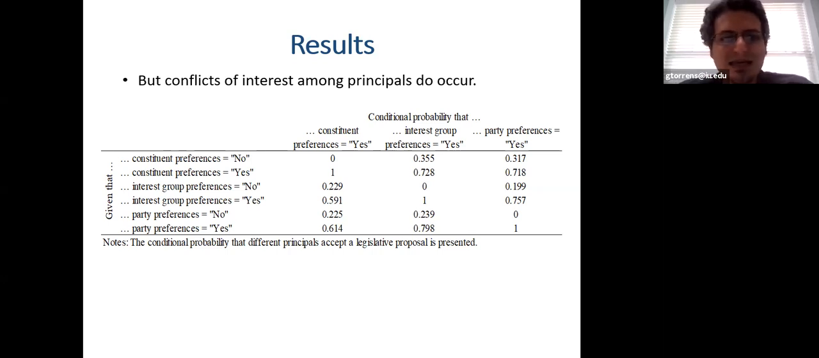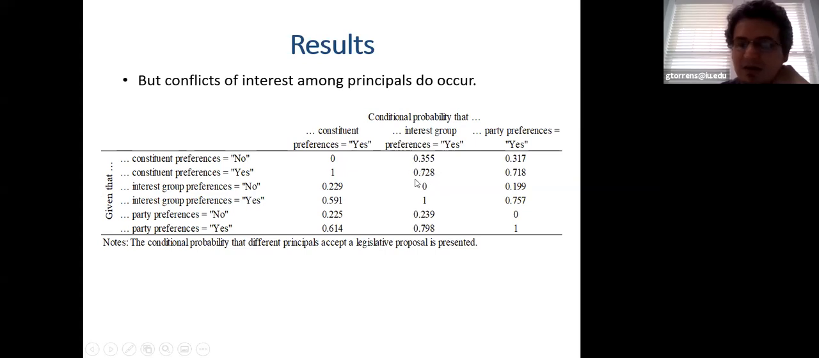So that's one thing. The second is, be careful about this idea that politicians will always follow what one principal wants, whether voters, special interest groups, or parties. This is just summary statistics of the conditional probability, okay? So for example, look at the first row here. Voters or constituents say no, okay? And then what is the probability that the interest groups say yes? That is 35%, okay? Or for example, if the constituents say yes, what is the probability that the party says yes? 72%.